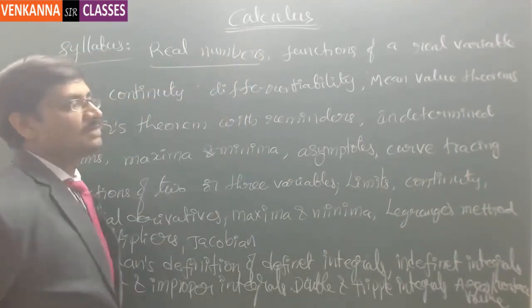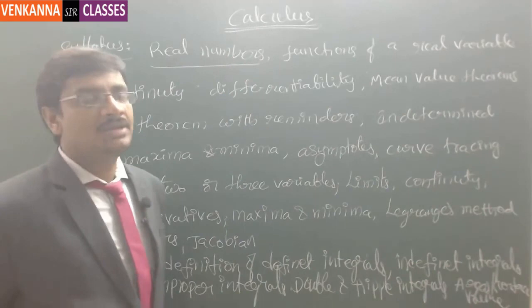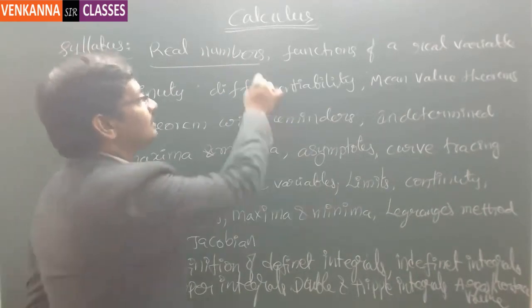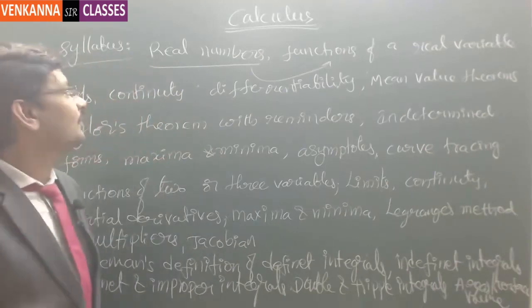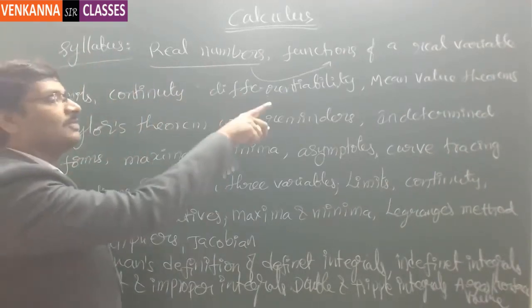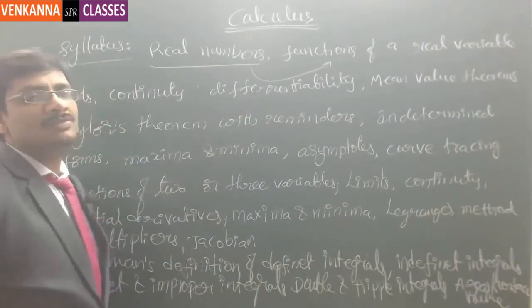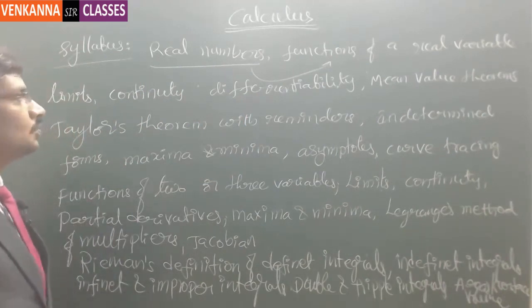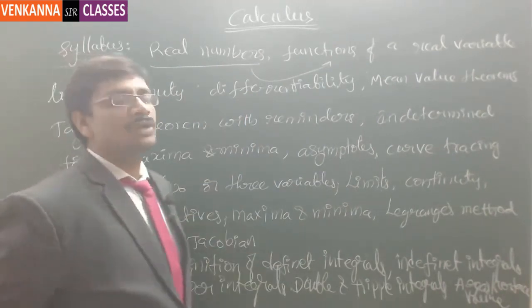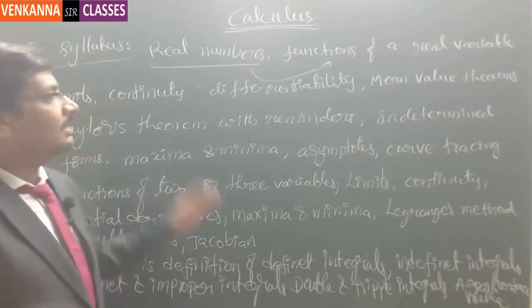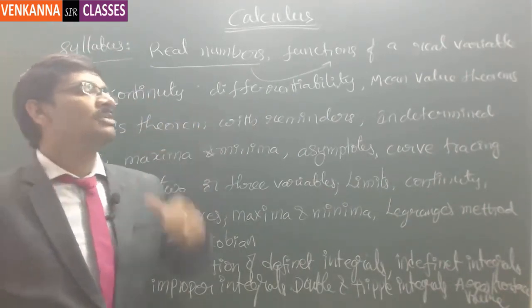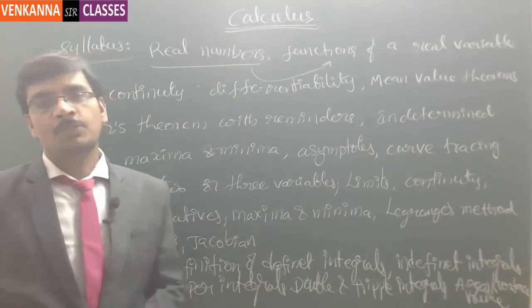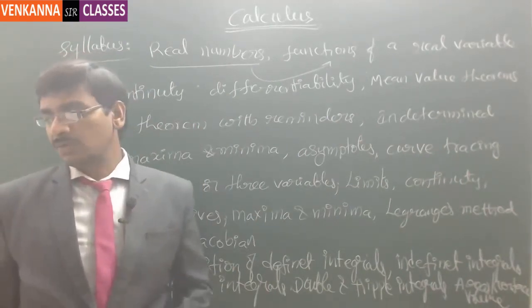First we need to identify what a real number is, and then how that real number is related to a function. That is functions of a real variable. Once we define the function, we study the different properties of functions: limits, continuity and differentiability. These are the three fundamental properties of any random function we see.